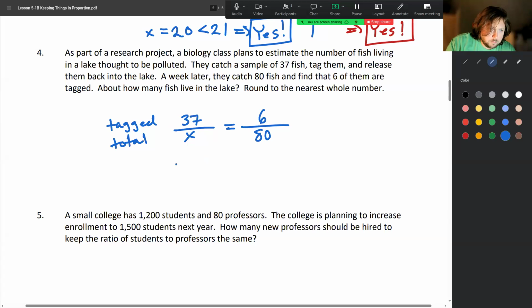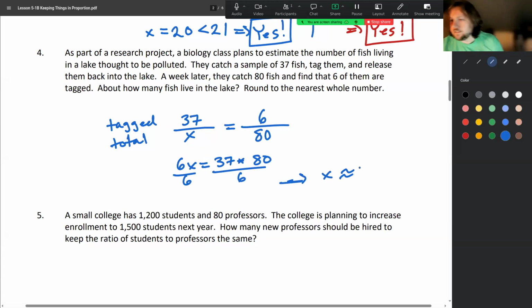Okay, so let's cross multiply that. So 6x equals 37 times 80. Then we divide both sides by 6. So we get x is what? So I'm getting about 493.